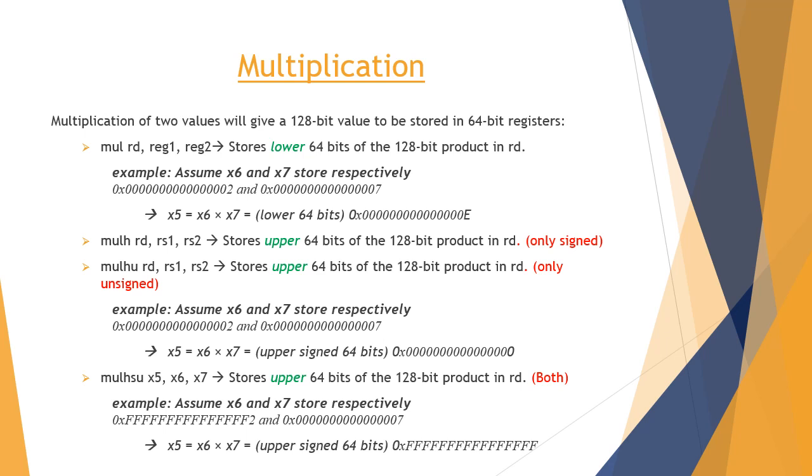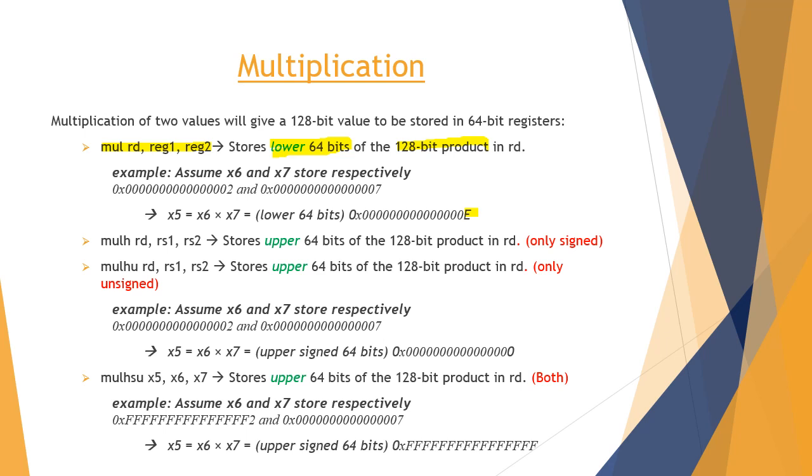There are multiple versions of the instruction multiply. Mul RD R1 R2 is the typical one, and it will store the lower 64 bits of the 128-bit product. So let's see an example. Taking the same numbers as before, 2 and 7, multiplying them together will give us the value of 14, which is E. We will then store the lower 64 bits, which in our case will also be a bunch of zeros with an E in the end.